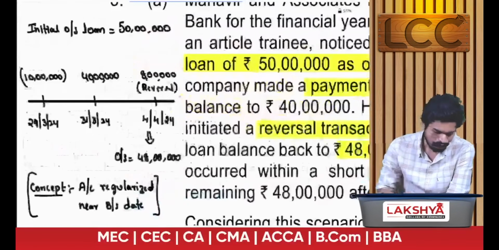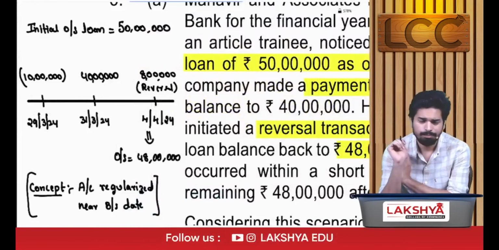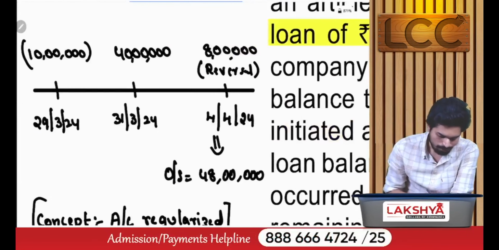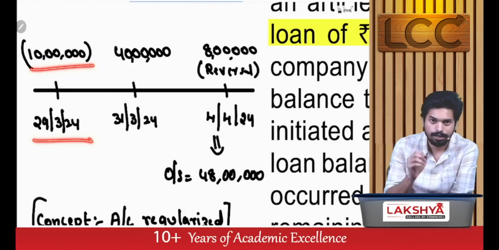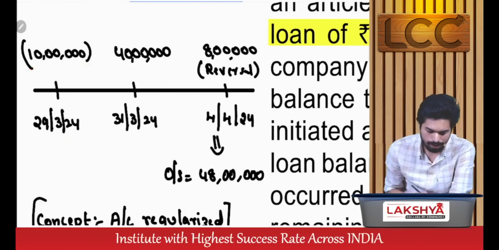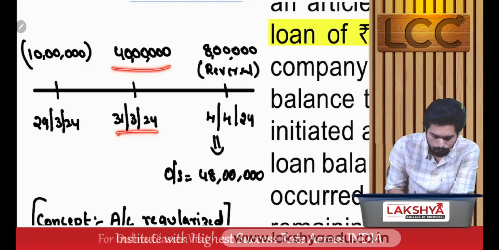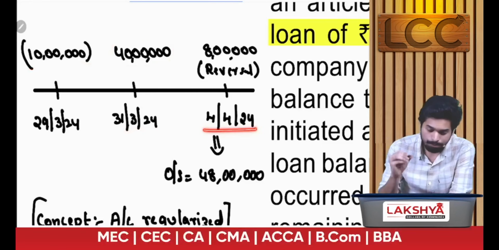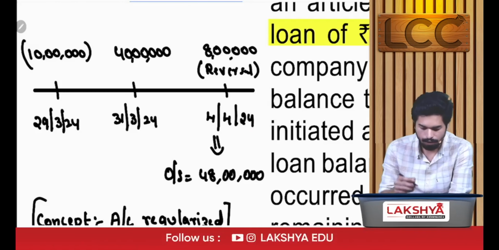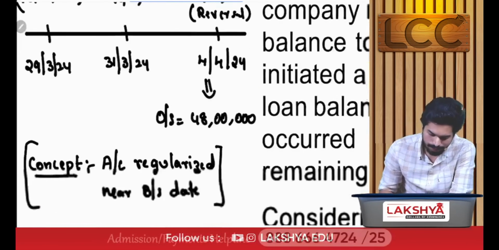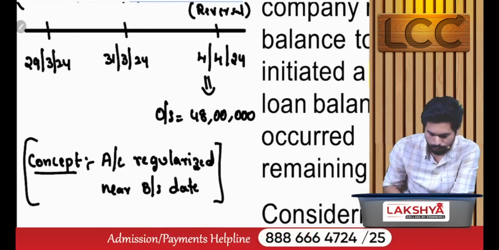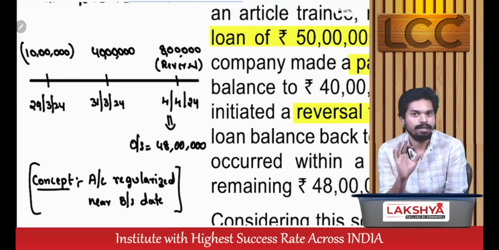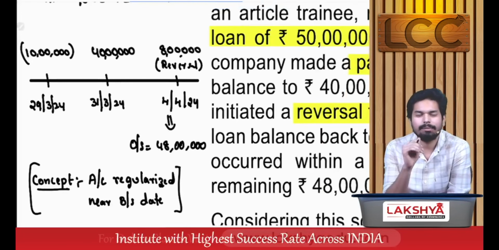Now, the question here is, initially the outstanding loan was 50 lakh. Now, what happened? On 29th March, the borrower made a payment of 10 lakh, which reduced the outstanding balance on 31st March 2024 to 40 lakh. And immediately on 4th April 24, there has been a reversal of 8 lakh rupees, which made the outstanding balance now 48 lakh. Nothing but this is an account which got regularized near the balance sheet date.